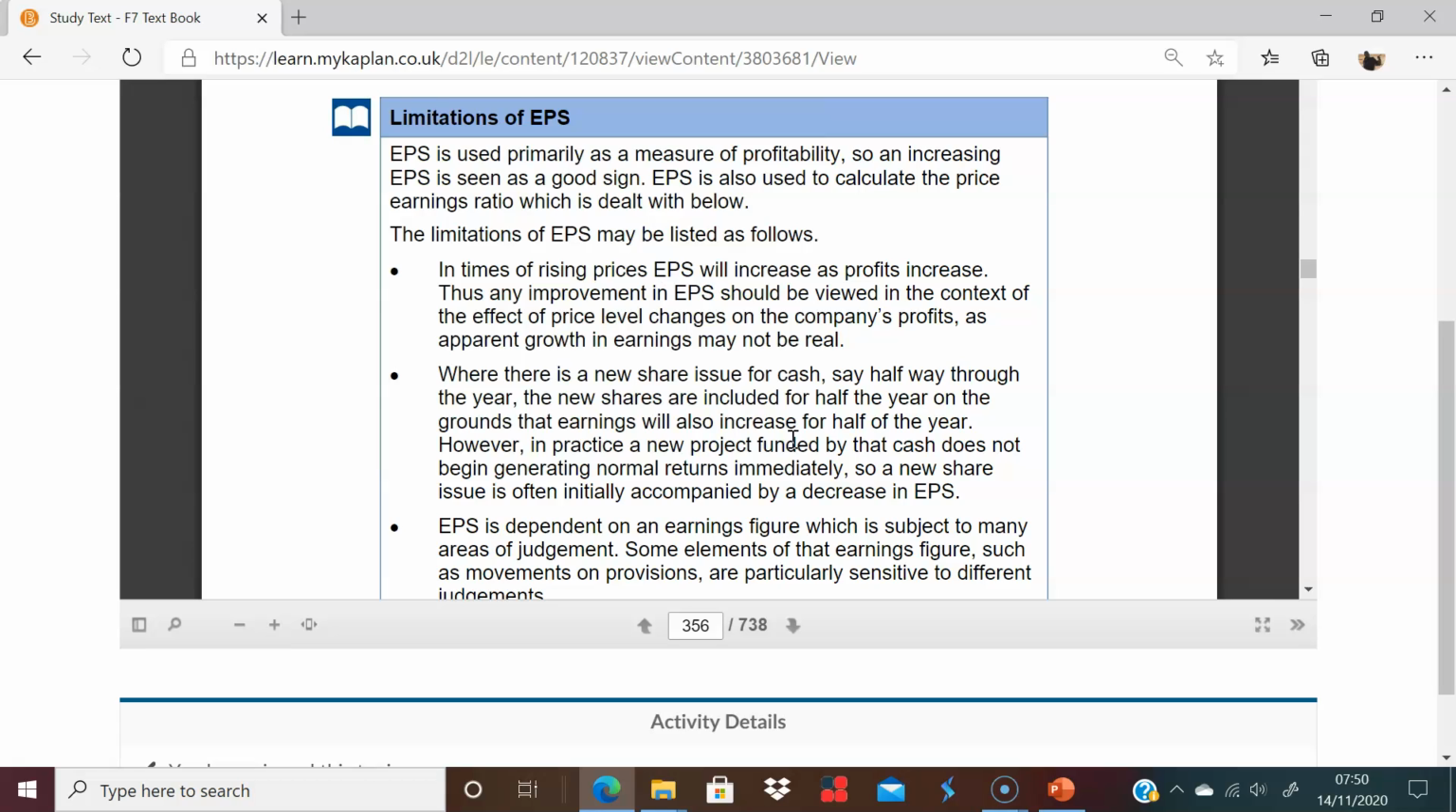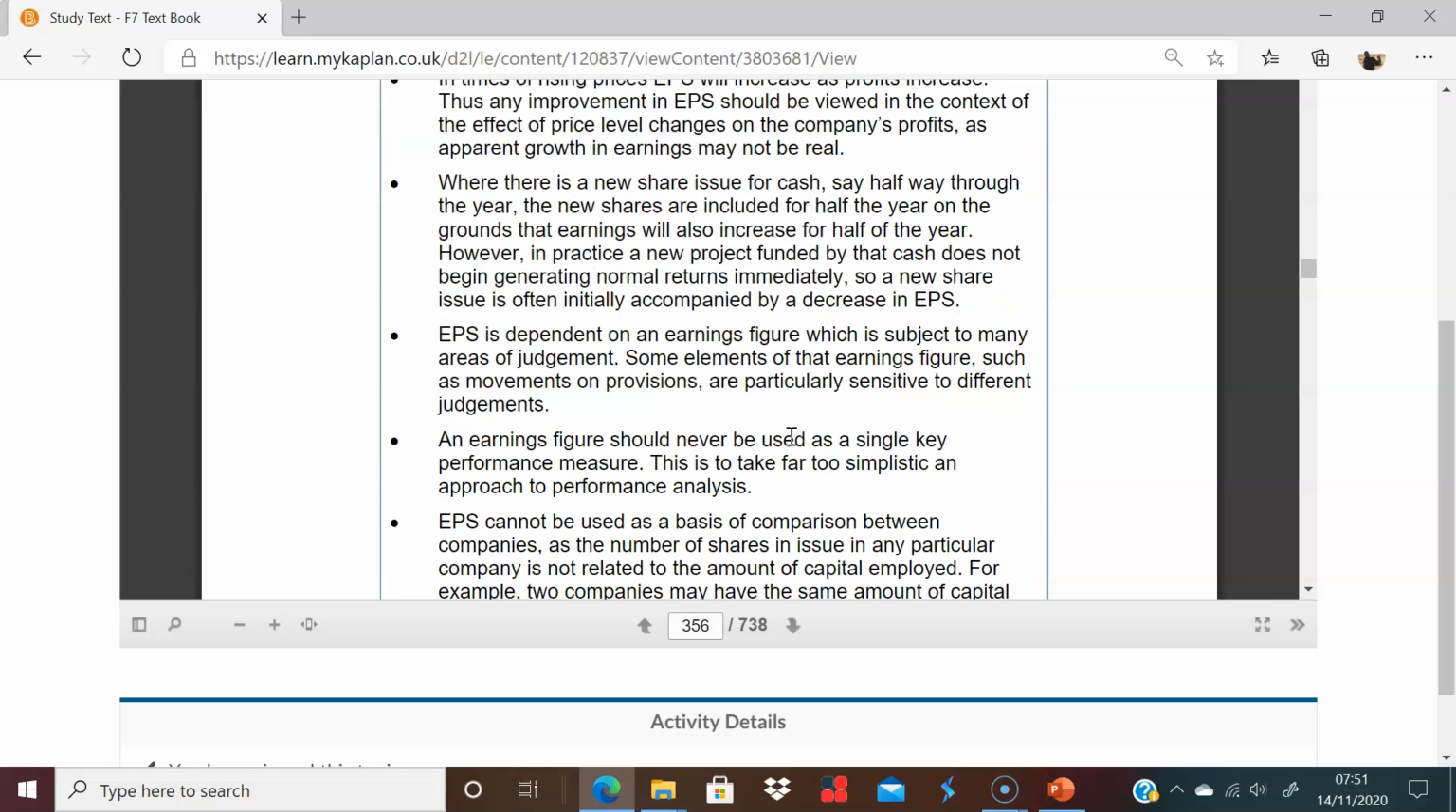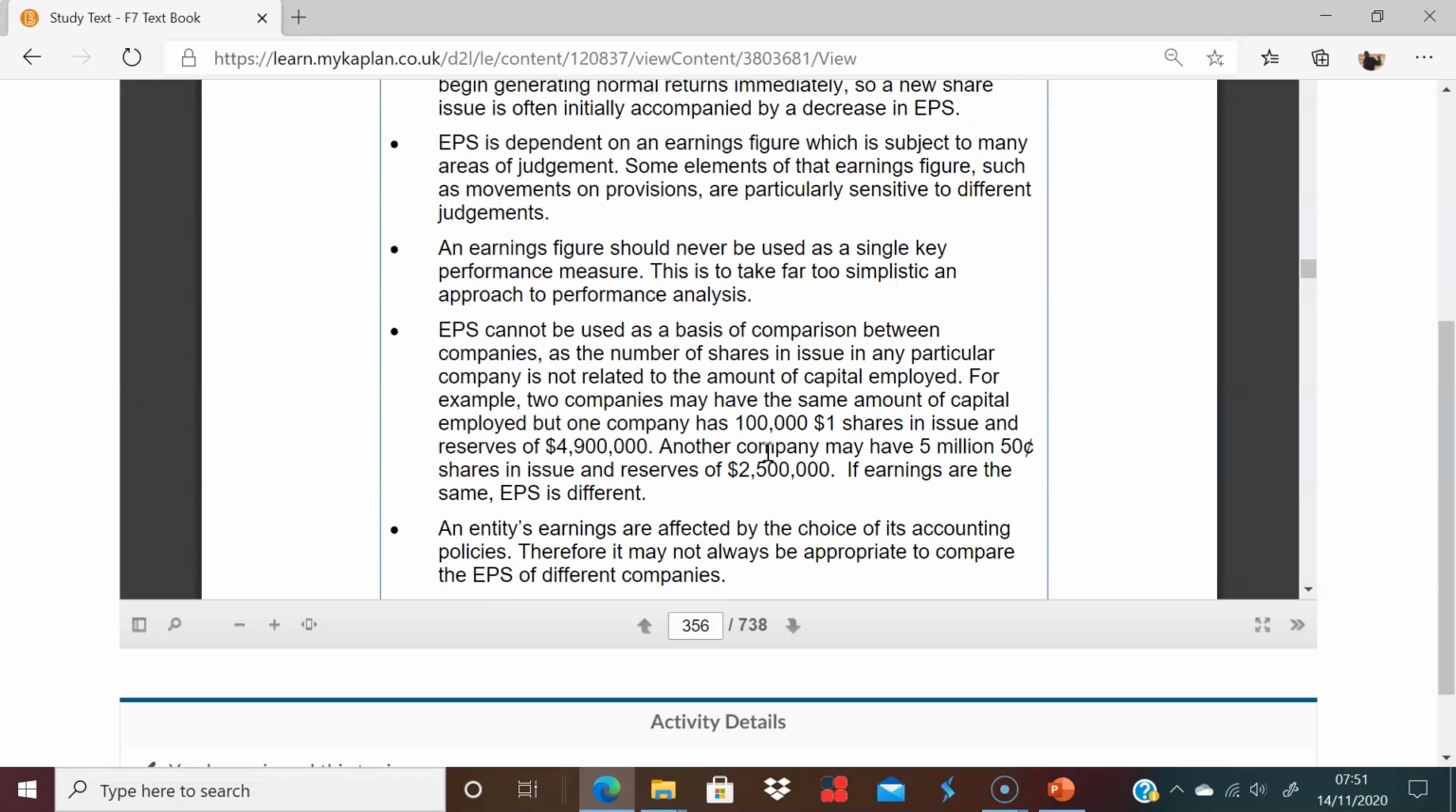Again, the issue with EPS is that you have share money coming in during the year and funding different projects. So it's about how you balance this weighted average number of shares through the year. There are also areas of judgment in terms of provisions and policy. You can manipulate the earnings if you wish to, by deferring or delaying earnings, or recognizing certain earnings early. So EPS cannot be used as a basis of comparison between companies, as the number of shares in issue in a particular company is not related to the amount of capital employed.